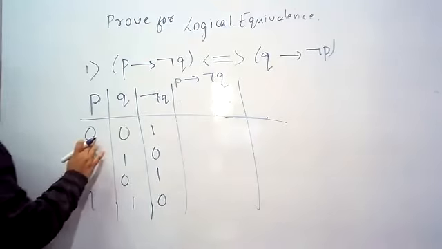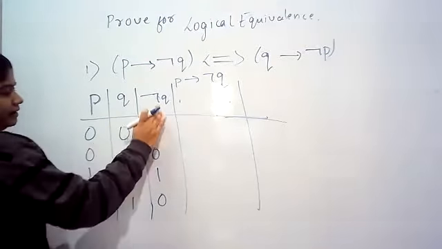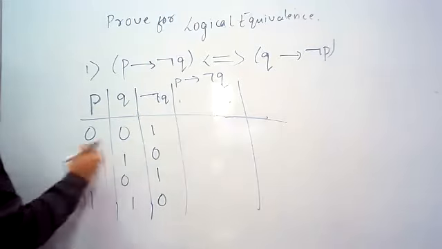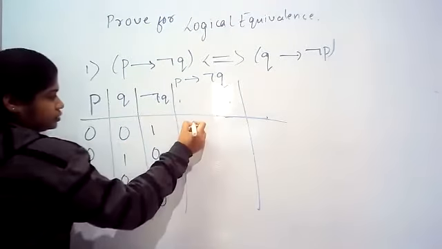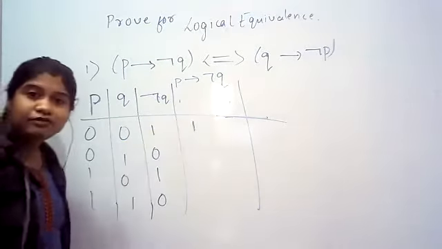1101. Okay. Next, first we have P and negation Q, we have 1. What is 0 and 1? It is 1.